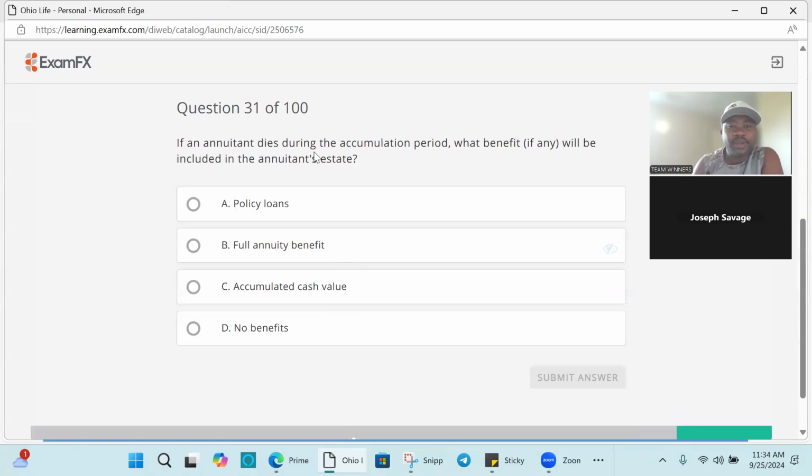If an annuitant dies during the accumulation period, what benefits, if any, will be included in the annuitant's estate? Accumulated cash value, at least.